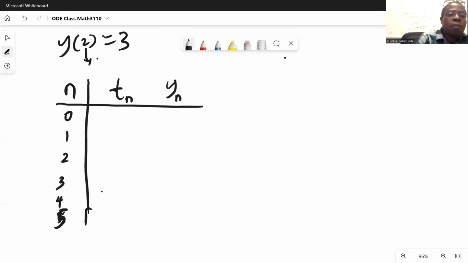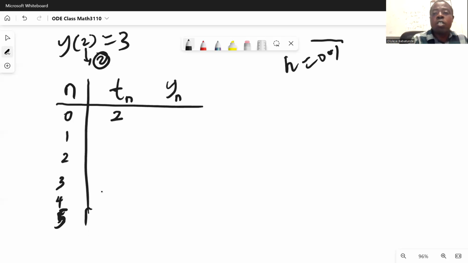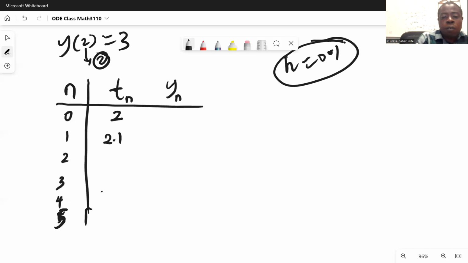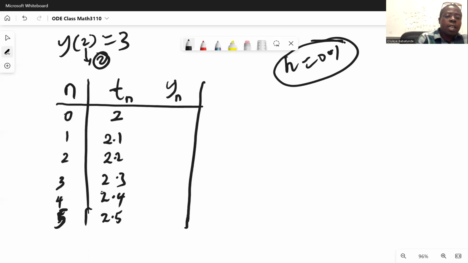Remember, we have y of 2 equals 3, so your time starts from 2. The time step for making up different t's is h equals 0.1. You will need this to calculate different values of t. So the next t is going to be 2.1, followed by 2.2, 2.3, 2.4, 2.5.